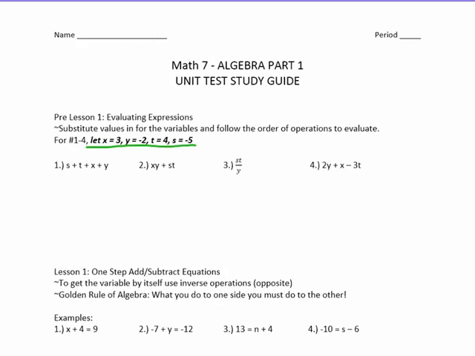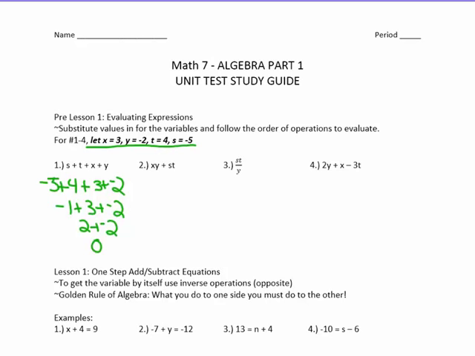For number 1, they tell us S is -5, T is 4, X is 3, and Y is -2. So I substituted those in. All I have is addition, so it's going from left to right. -5 plus 4 is -1. -1 plus 3 is 2, and 2 plus -2 is 0.